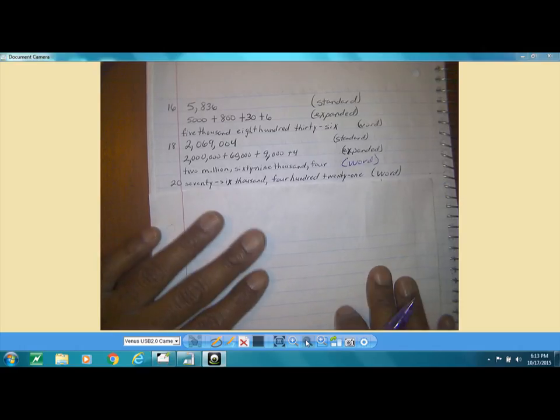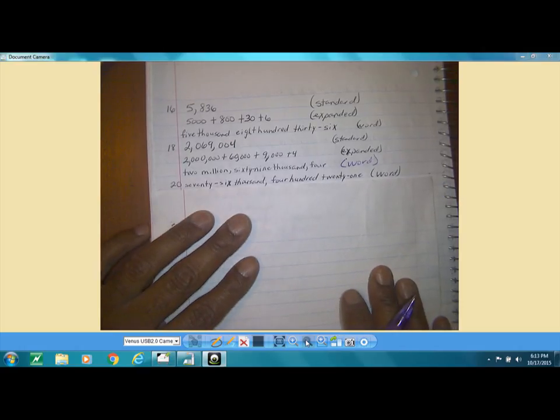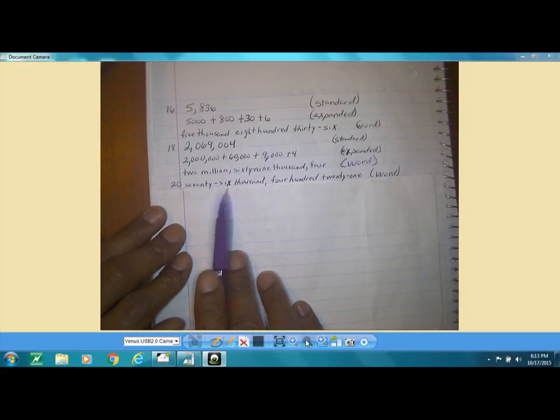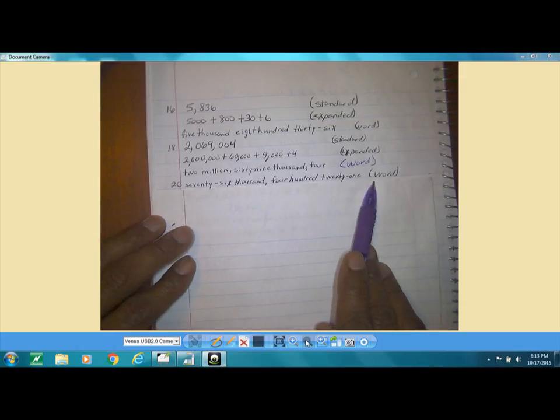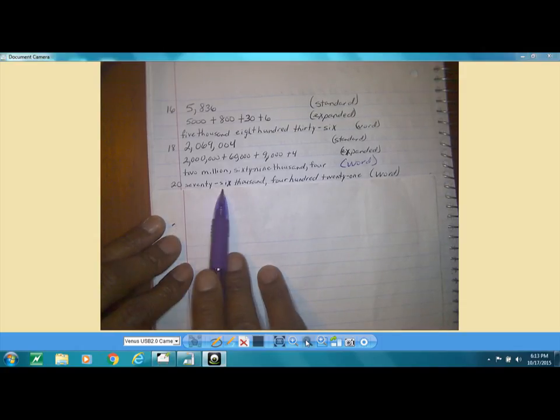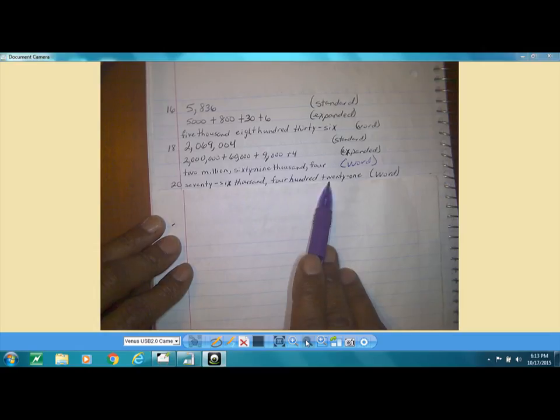Number 20 gives you the number in word form. They want you to write it using digits. Using digits is the same thing as standard form. So they give you in word form 76,421.